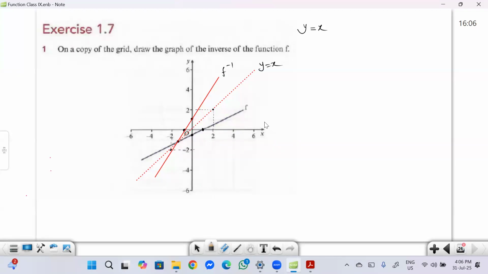যে লাইনটা দেওয়া আছে f, তারপর y equal to x এর একটা লাইন আমরা ড্র করলাম। y equal to x এর লাইনটা কিভাবে ড্র করলাম? As y equal to x, so that means if the x coordinate is 2, y coordinate is going to be 2. If x coordinate is -2, y coordinate is -2.